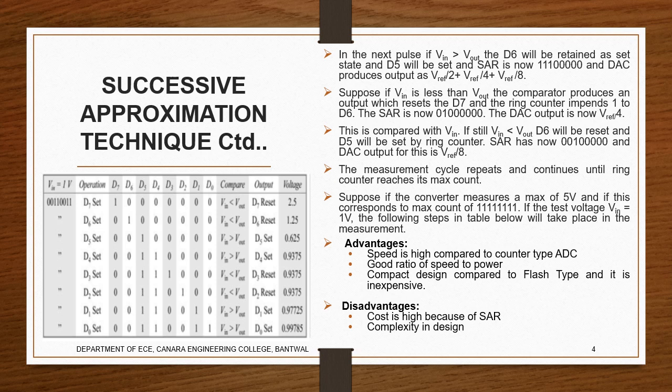See, one table is here on the left-hand side. One general bit pattern is given that we have to manipulate or calculate there: 00110011.